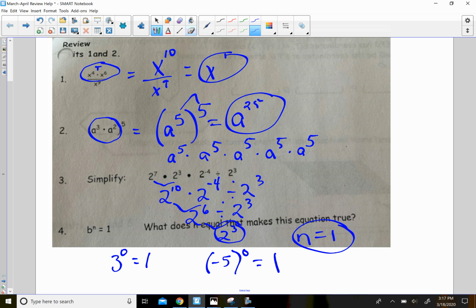No, to make the answer 1, n has to be 0. And that is it for the first page with the exponent rules.